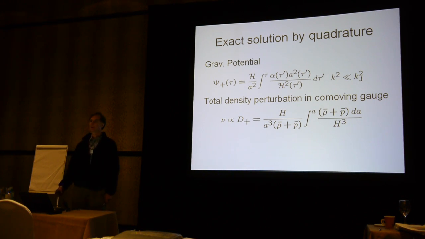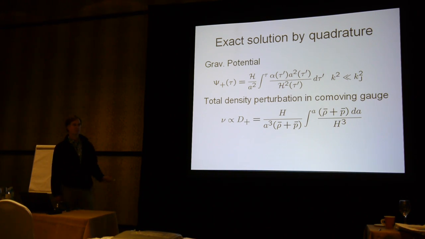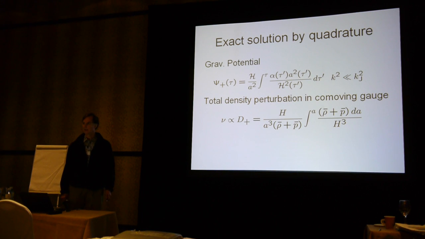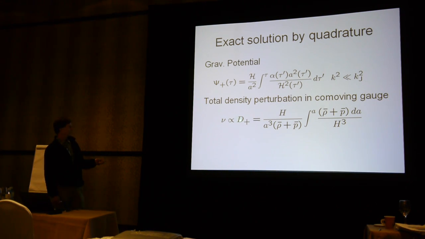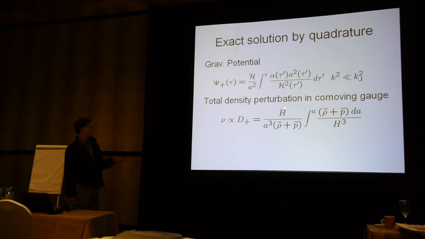So if we know the background evolution of the universe, then we know how long wavelength density perturbations evolve, or in this case, gravitational potential perturbations. They are related by the Poisson equation. And so here, in fact, is the so-called growing mode of density perturbations for any background.